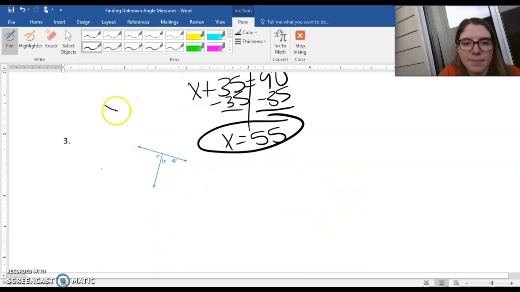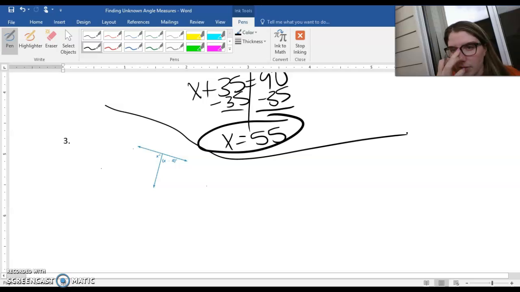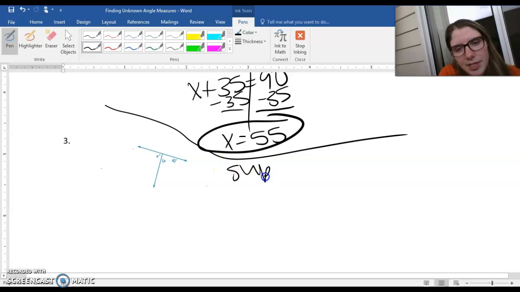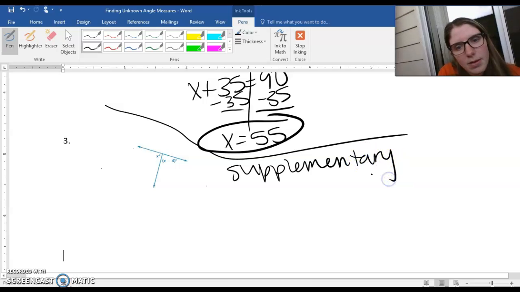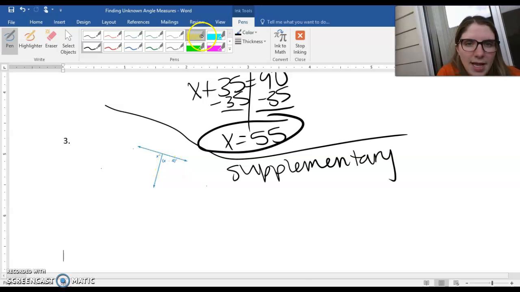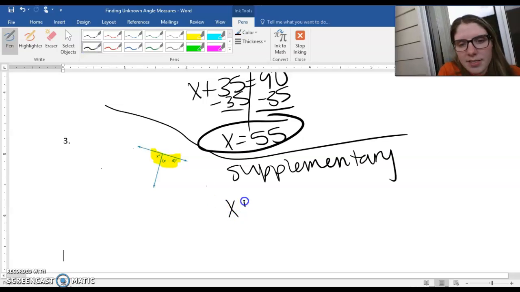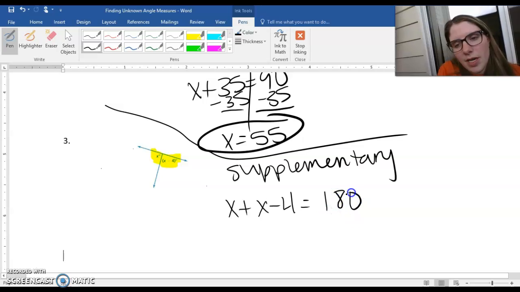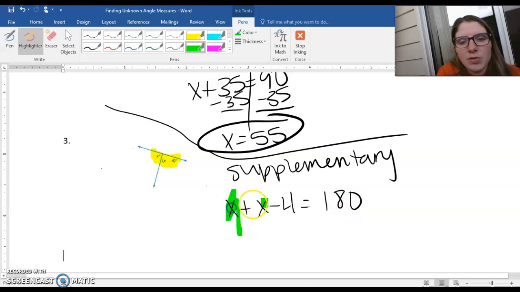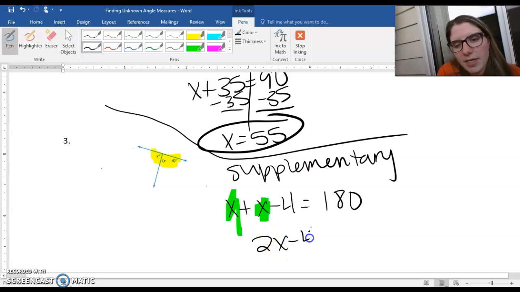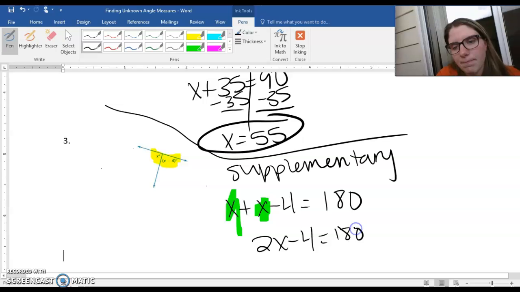All right, so this next one, these ones would be supplementary. And I have x and then x minus 4. And so when I add these two together, they should give me 180. So I have x plus x minus 4 equals 180. So these two right here are like terms, so I can add those together. So I have 2x minus 4 equals 180.